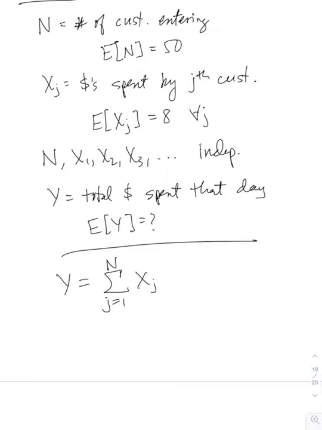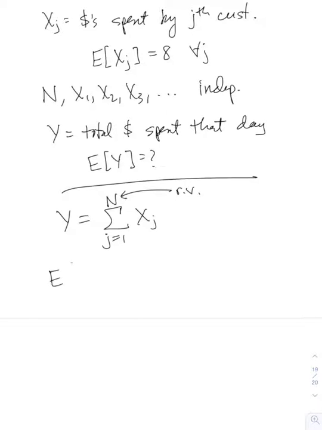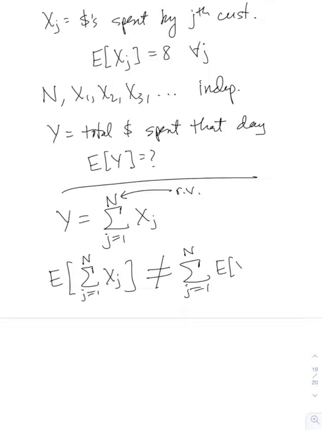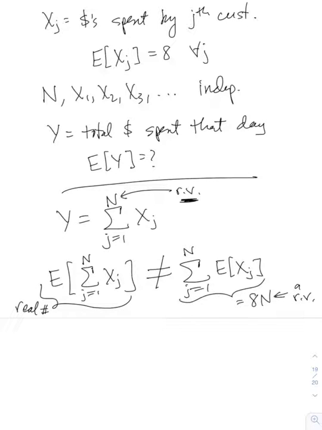Now, here's what makes it tricky: I've got a random variable inside the limits of my summation. So I can't say that the expected value of the sum is the sum of the expected values. The expected value of this is what I want, and it is absolutely not equal to this, because this thing here is a real number, whereas this thing actually just equals 8N, and it's a random variable. A random variable and a real number are not the same thing. The reason you can't do this is because you've got a random variable in the limit of the summation. So it's just not going to work.